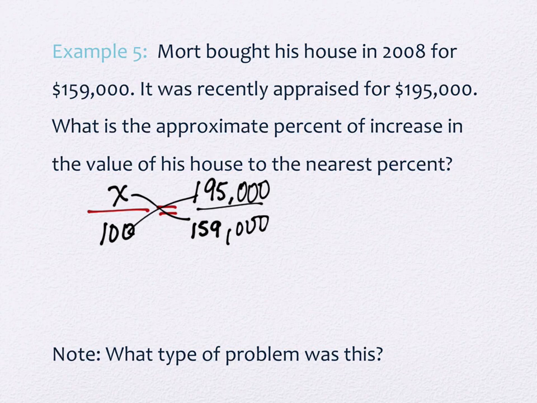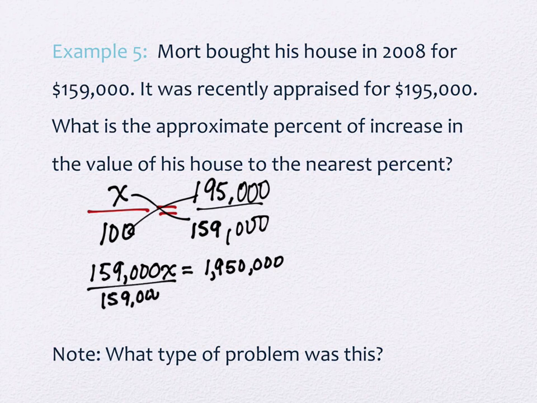I just reduced a fraction. That's all I had done was reduce a fraction. But if we don't like the fraction reduced, we can leave them all there. We'll just have lots of zeros. So now instead of having 19,500, you've got 100,950,000. You guys get lots of zeros now. Okay, what's 1,950,000 divided by 159,000? 122.64. It says to the nearest percent, so we're going to do 123.